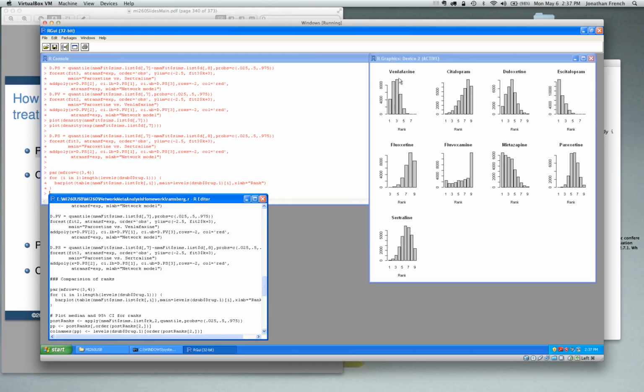We see here, this is what we saw in the notes. Venlafaxine looks pretty good. Citalopram ranks are very high, so this is not so good. Fluvoxamine is likely to be the worst, but also moderately likely to be the best. So lots of uncertainty here in the rank for fluvoxamine. Fluoxetine, on the other hand, we're pretty sure it's not the best. Almost no chance it's ever the best.